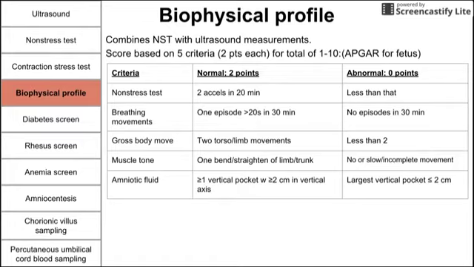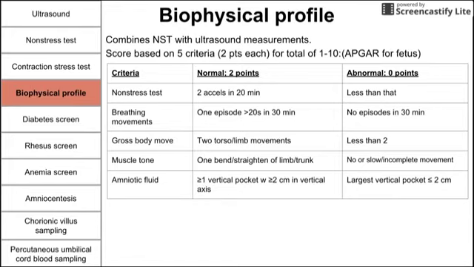The 5 criteria are listed in this table here. The first criteria is the non-stress test, as we discussed a couple slides ago. To get 2 points for a non-stress test, you need 2 accelerations in 20 minutes. If you have any less than that, you get 0 points. Another criteria is breathing movements. If you have 1 episode of breathing for more than 20 seconds, some people say 30 seconds, in a 30-minute period of ultrasound, then you get 2 points. If you have no such episodes in 30 minutes, then there is 0 points.